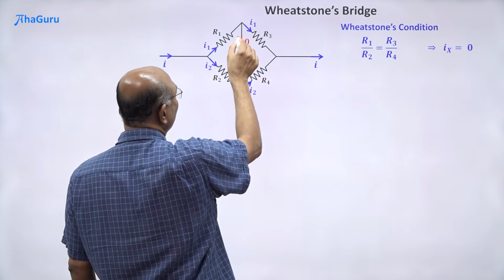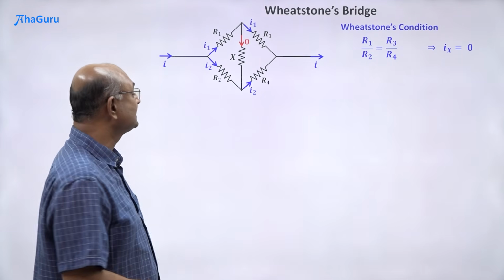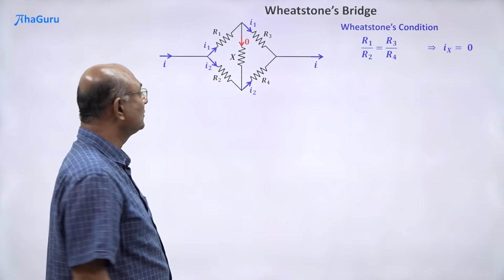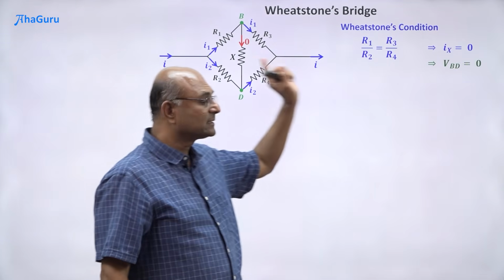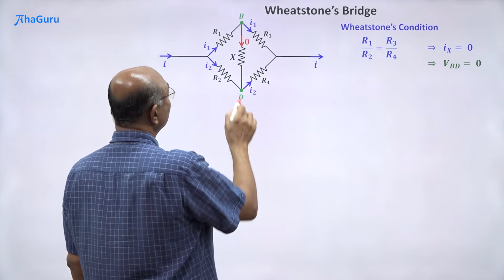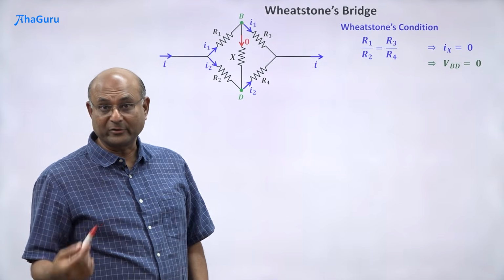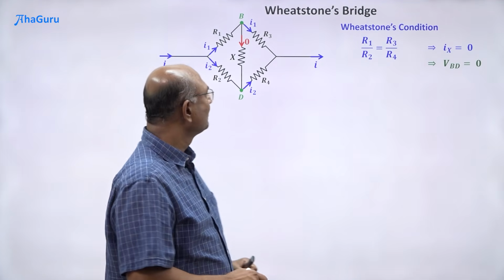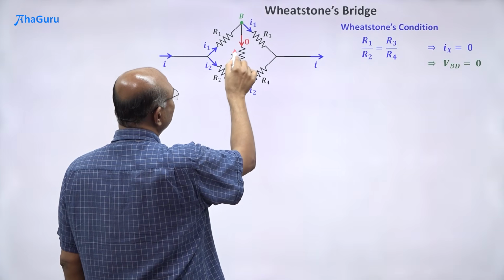But if the current here is 0, what will be the potential drop? 0. I into R, no, current is 0, right? So 0 into X. Whatever X is, doesn't matter, 0 into X is 0. So if I call this point B and call this point D, VBD is 0. Please notice, VBD is 0, so there is no current. You can argue it that way. There is no current, so VBD is 0. That also is okay.